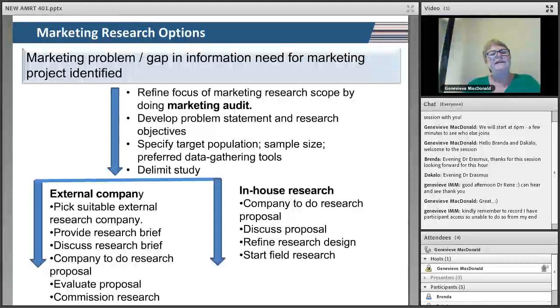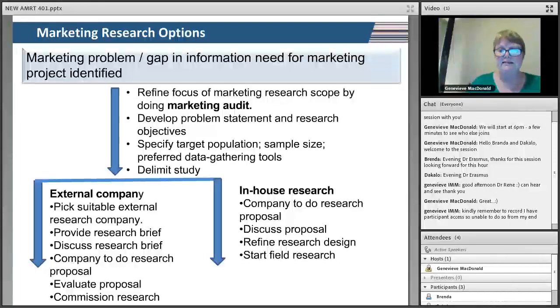Now, when you've identified the marketing problem or the gap in information, maybe that they need to revamp their strategy or do a new project, you do the marketing audit. As we said, you develop the problem statement and objectives, specify the target population, sample size, preferred data gathering tools, and you delimit the study. So you are specifying what is included and what is excluded from the study.